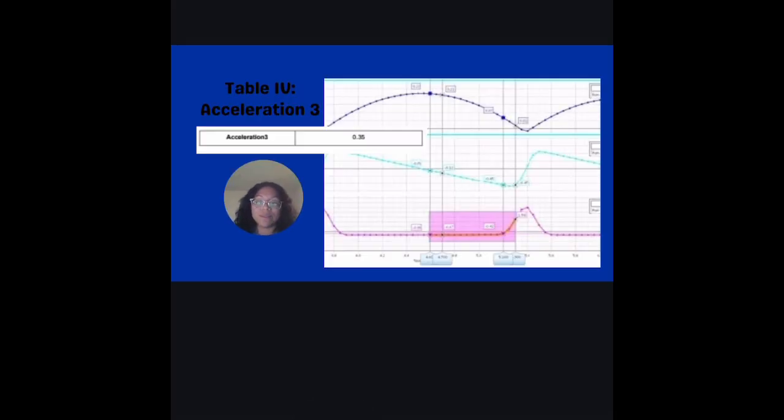And then finally, step 4, we created our table number 4, which was finding our acceleration 3. And then this is just a zoomed in version of our previous graphs. Again, the position, velocity, and then our acceleration graph. We just zoomed in following the prompts from the lab. We scaled our graph and we used the statistical icon to find the value's mean. And then we recorded that value in this table. So our acceleration 3 was 0.35. And again, it's that little pink highlighted version on our last bottom graph, which is the acceleration graph.